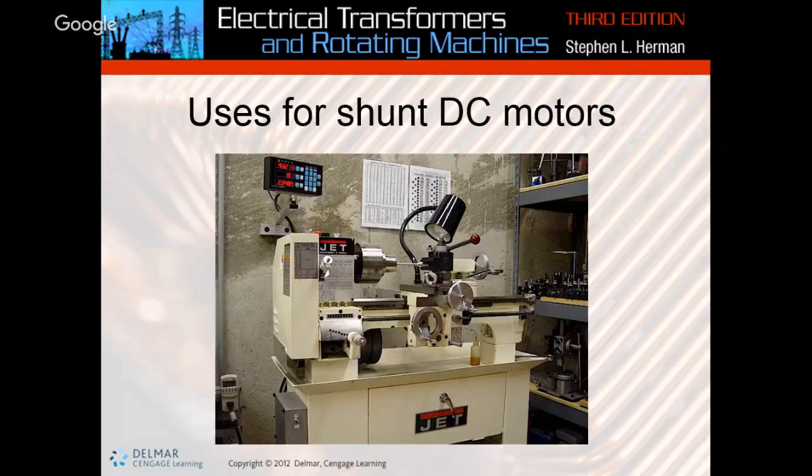Applications that meet these criteria that are suitable for DC shunt motors include machine tools such as lathes and grinders, and industrial equipment such as fans and compressors. So there you go.